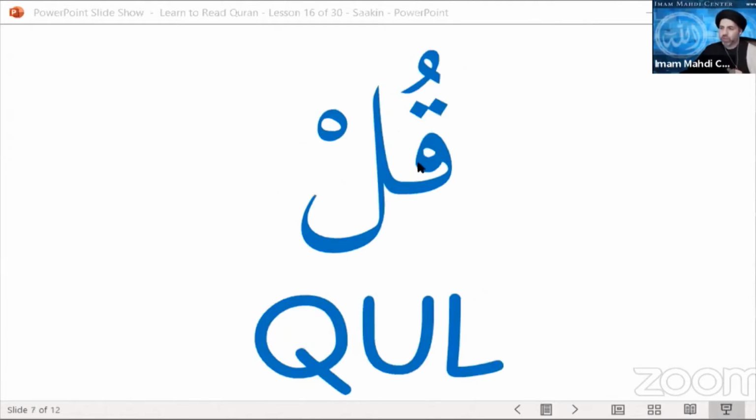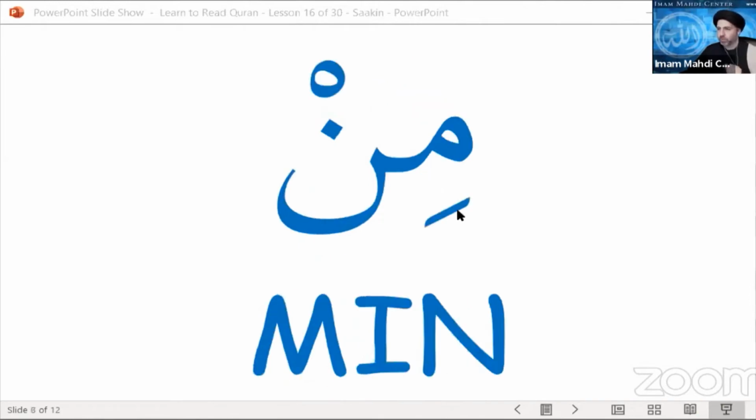Next we have this lowercase qaf with a dhamma. So the qaf with dhamma is pronounced q. And then we have lam with sakin, so we have to join the two together as one syllable. So we say qul. If you remember, the sakin means that we stop on the sound of the letter, so we stop on the sound of the lam. It's q plus l, so we say qul.